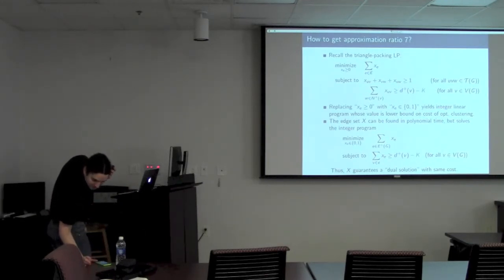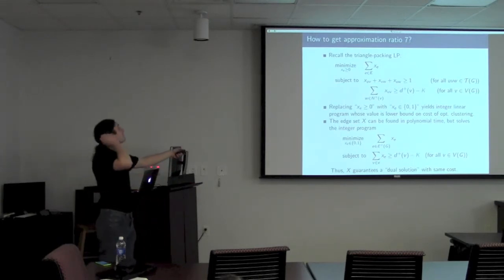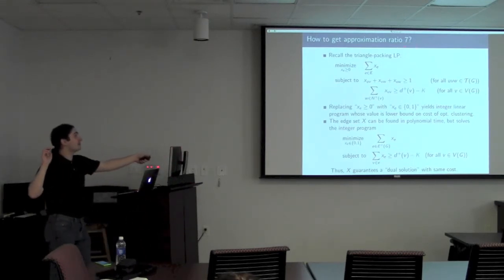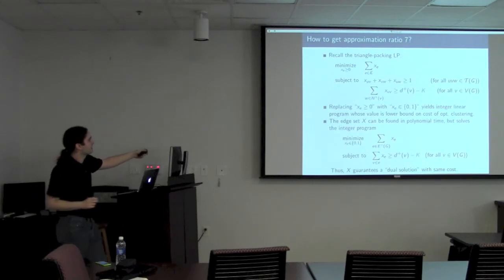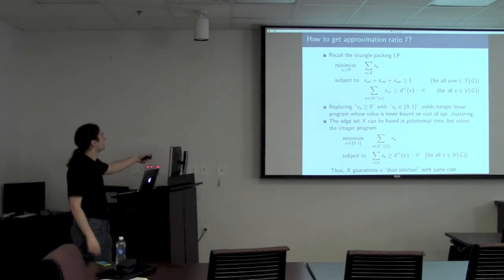So you might ask, how could you actually get, well, you might ask that, or you might just ask, why am I still talking? Yeah, I've got time. So you might ask, OK, how would you get that to approximation ratio 7? And it's tough. There's a lot of technical details.